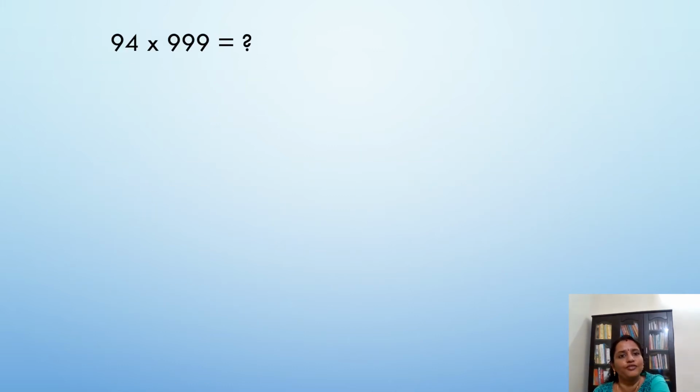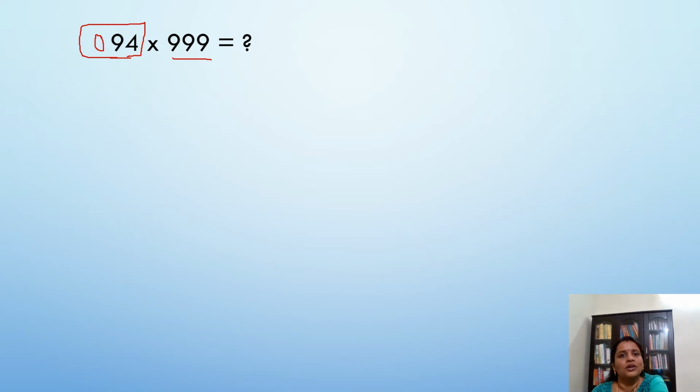Next problem is 94 into 999. What do I have to do here? I'm having a 2-digit number. Here it's 3 nines. I want to make this 2-digit number into a 3-digit number. For that, can I add a leading single 0? Yes, I can add. By adding a single leading 0, I'm making this number a 3-digit number. Now, the number of digits in the number is 3 and the number of nines is also 3. So, I'm going to apply the same method used for equal number of nines multiplication.